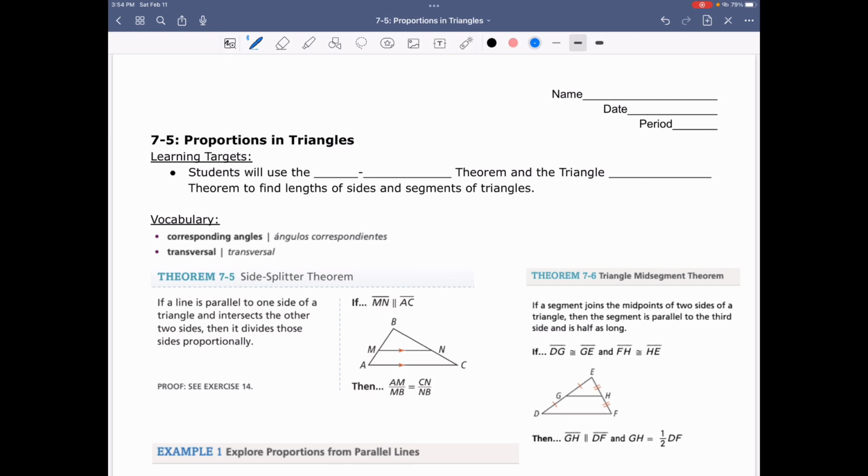And our learning target for today is you will use the side splitter theorem and the triangle mid-segment theorem to find lengths of sides and segments of triangles. And you can see these two theorems down here. So you have the side splitter theorem and the triangle mid-segment theorem in your notes.